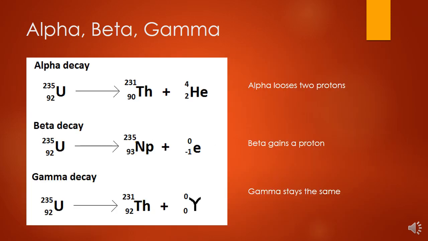And again, more examples here like you'll have to do for the homework. The top one goes from 92 to 90, so it's got to be alpha. Then the next one, the same element, uranium-235, goes from 92 to 93. It's gaining 1, so that must be beta. And then the last one, 92, stays 92, so that must be gamma.